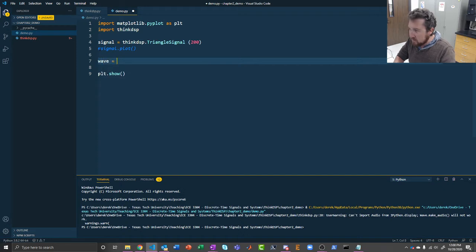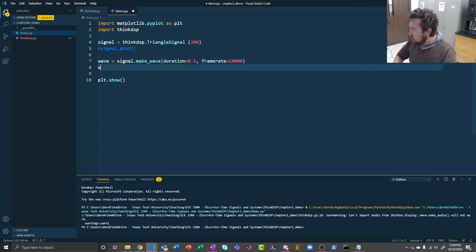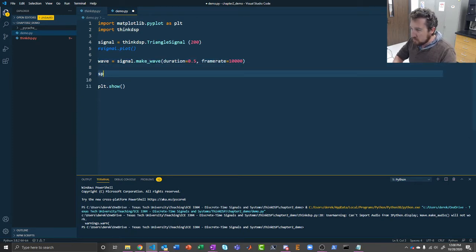So let's say wave equals signal.make_wave, duration equals 0.5. And let's set the frame rate. He calls it the frame rate. This is the sample rate for us. Let's make it 10 kilohertz, 10,000 hertz. And let's look at the spectrum. Equals wave.make_spectrum.